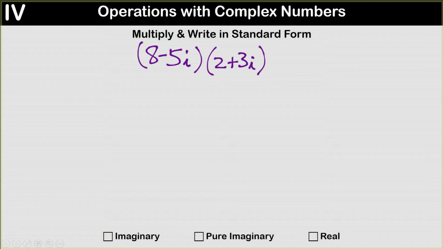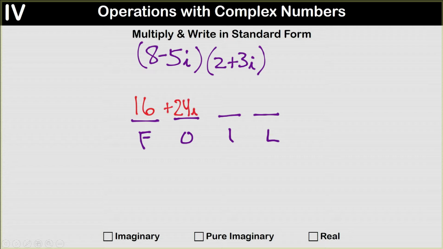On this problem, we're multiplying two imaginary numbers, and since each imaginary number is a binomial, we're going to multiply by using the FOIL method. When we multiply the first term in each binomial, 8 times 2 is 16. When we multiply the outer two terms, 8 times 3i is 24i. When we multiply the inner two terms, negative 5i and 2, that's negative 10i. And when we multiply negative 5i times 3i, our last terms, we get negative 15i squared.